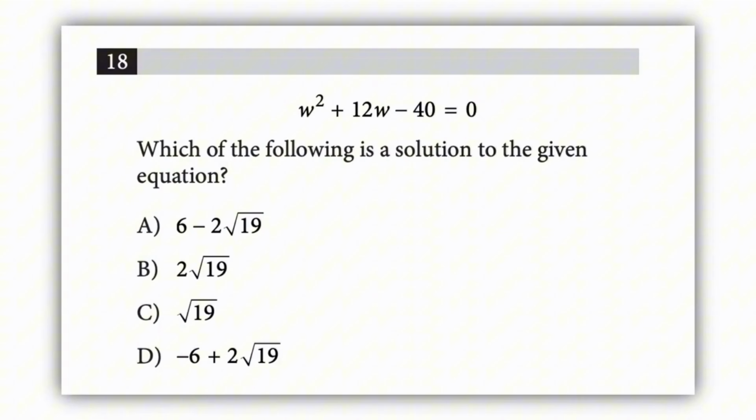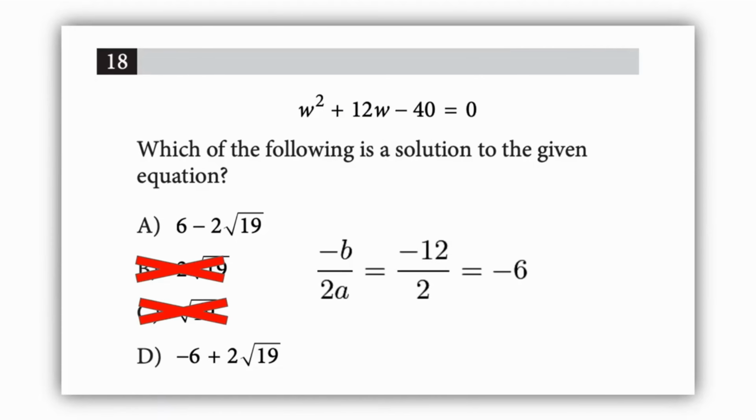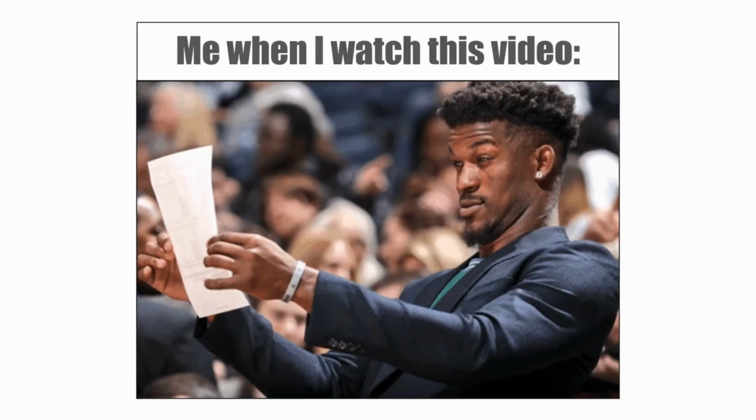Use the process of elimination, and since the coefficient of W is 12 and not 0, we can eliminate options B and C since they're pure radicals. Then we use a hint of the quadratic formula, just the negative b over 2a part, to find that it's -6 plus something. We then rule out option A since it doesn't have a -6, and so the answer has to be D. But wait, how do we even do all that?